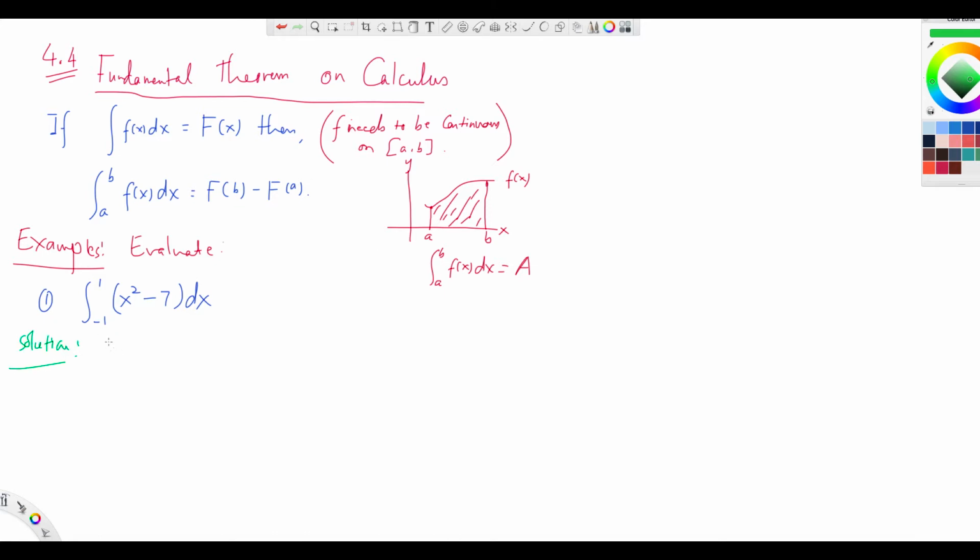What I'm going to do first is find the integral. What is the integral of x squared? It is x cubed over 3, because it is x to the 2 plus 1 over 2 plus 1. And then minus, what is the integral of 7? It is 7x. But what do we do with this? You write a parenthesis or bracket, then a vertical line, and then write down -1 through 1.